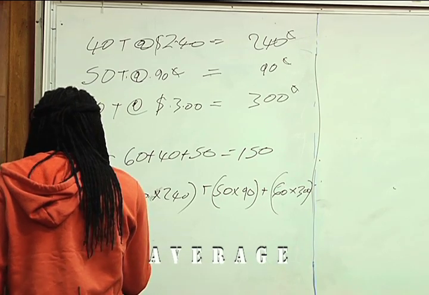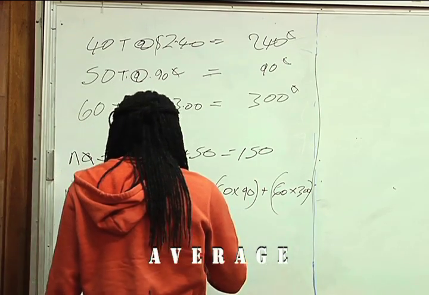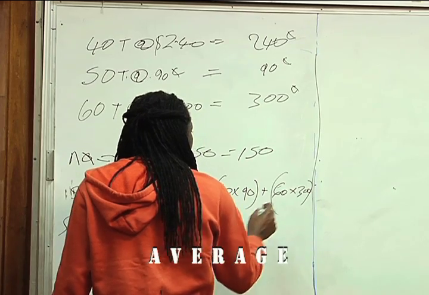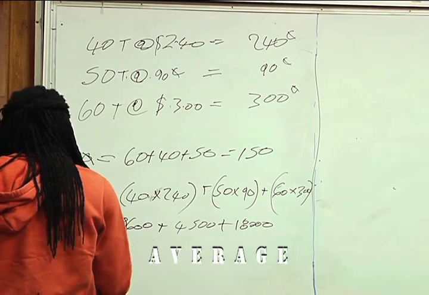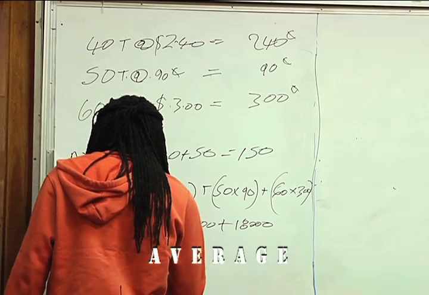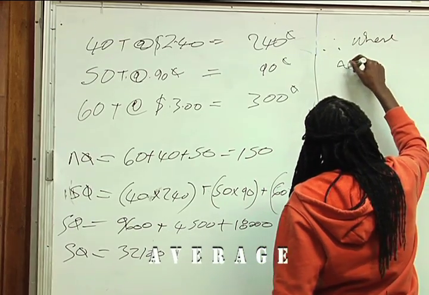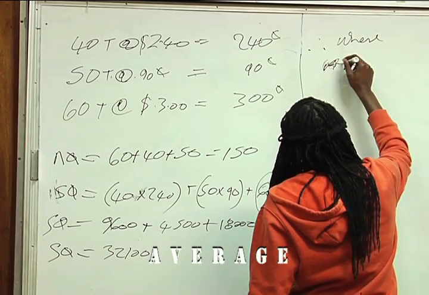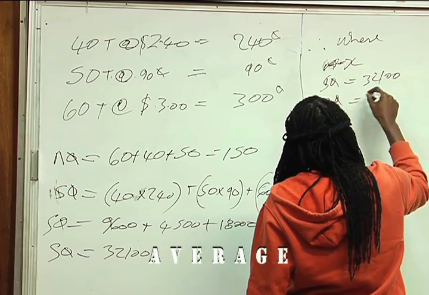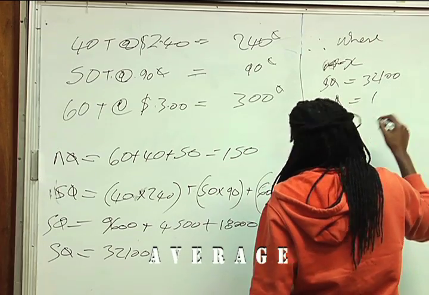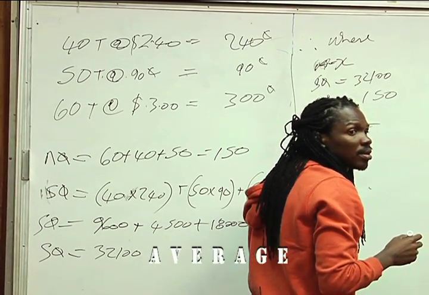So SQ equals 32,100 and NQ equals 150. It implies that X equals, what is the formula? SQ over NQ.